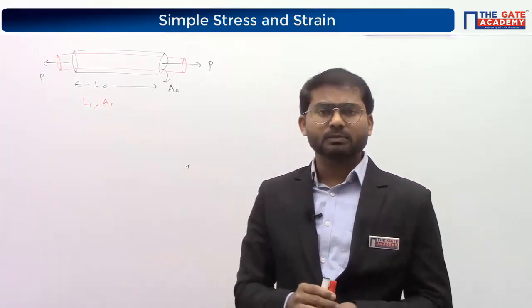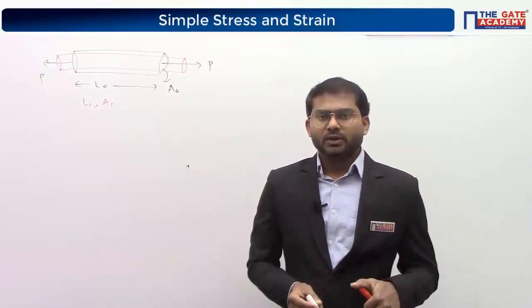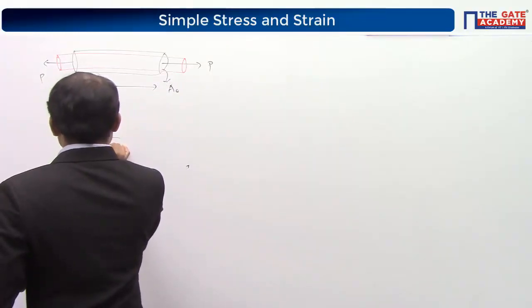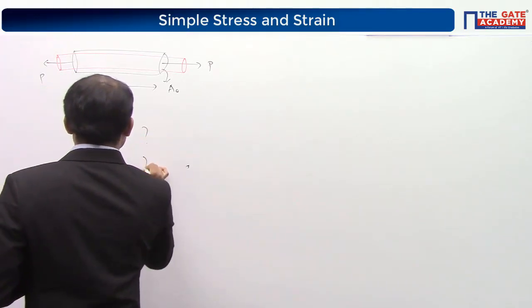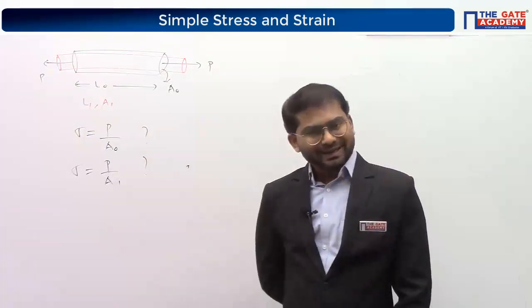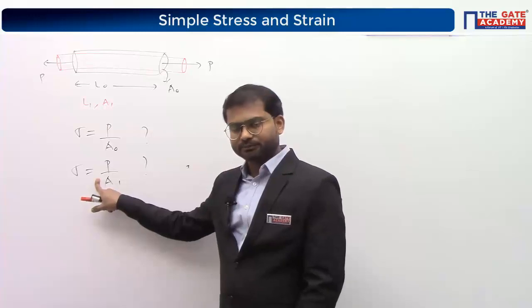I suggest that people who are listening to this lecture for the first time try to answer. If you already know the answer, kindly don't tell, so that the new people can think and approach the correct answer. If I ask you for stress sigma, will your answer be P by A naught or P by A1? Normal stress, I mean. The strictly correct answer for stress is actually P by A1.